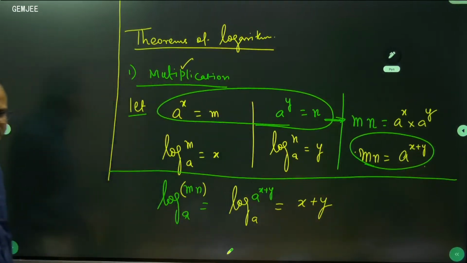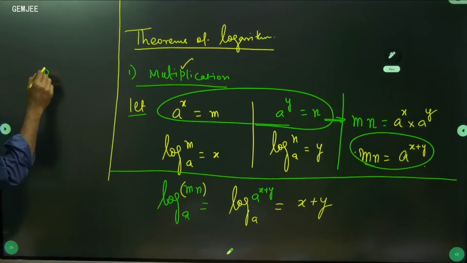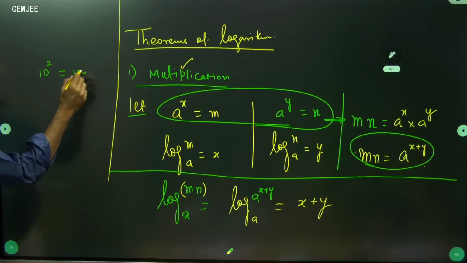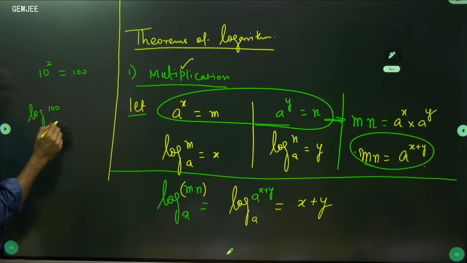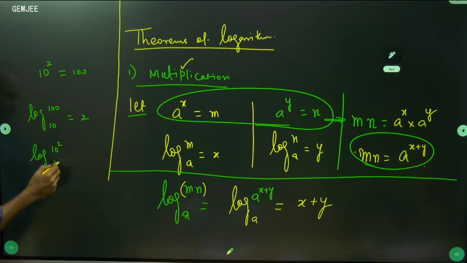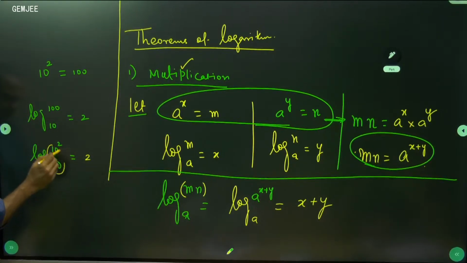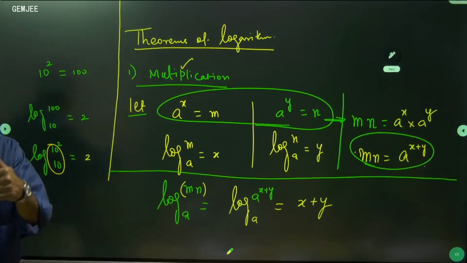Do you understand this? Look. 10 power 2 is how much? 100. Log of 100 to the base 10 equal to 2. Log of 10 power 2 to the base 10, tell me the answer: 2. So it gets cancelled like this, and this becomes the answer. Same number. Getting the point?